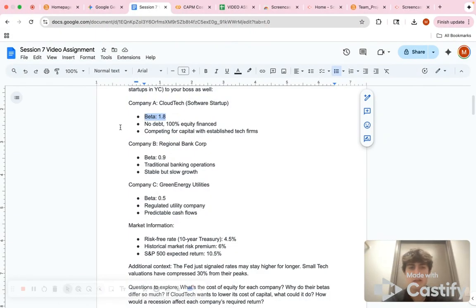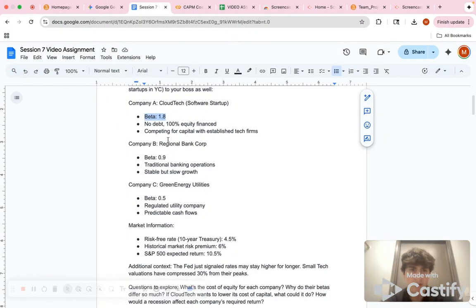So the beta is kind of the risk analysis, if it's more risky than the market, or if it's less risky, or if it's right at it. The closer it is to 1, the more standard it is to the market.